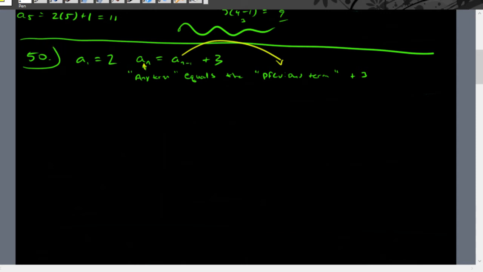So if the first term, which they tell you, is 2, right, so that's good, and then any term is the previous term plus 3, then to get the second term, that is the term we're looking for here, the second term is the previous term plus 3. That means it's the first term plus 3, which is 5. Then to get the third term, it is the previous term, which is 5 in this case. All right, so from the third term's perspective, the previous term is the second term, which is 5. So it's the previous term plus 3, which is 8. And then the previous term again is 8 plus 3, and 11 plus 3.